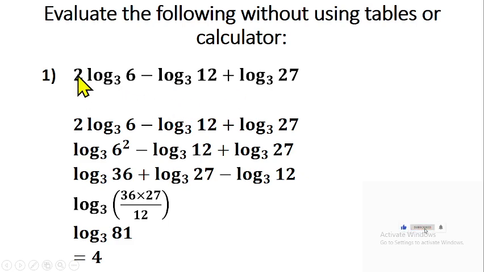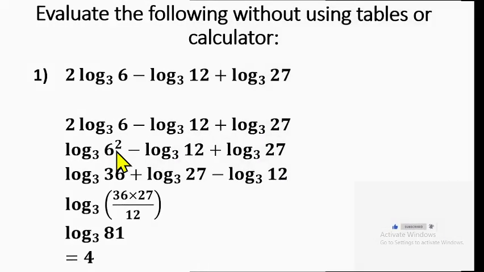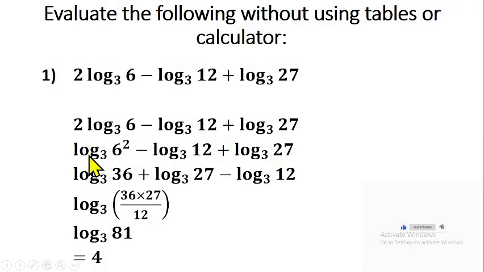Look at this now. We are having 2 at the back here. So look at this law saying that when I'm having a number before the log, something should happen. That means this number should come to the power of this number here. So now we're having 2 at the front of this log. What do you think it will be? So this 2 will go to the power of the number here. So you have log 6 raised to power 2 base 3 minus log 12 base 3 plus log 27 base 3. Then what is 6 raised to power 2? That gives us 36.